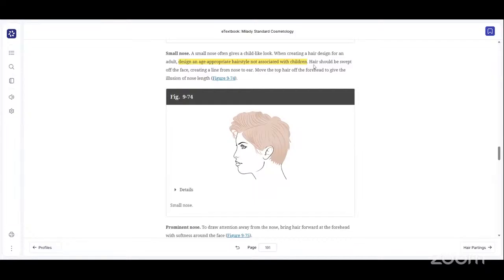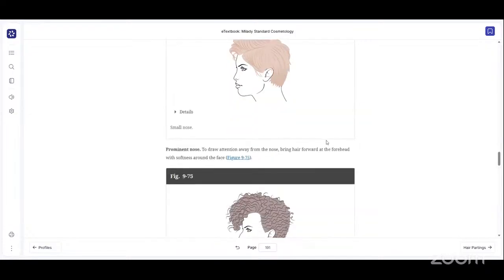All right. The hair should be swept off the face, creating a line from the nose to the ear. All right. So you want to pull back from the face. Move the top hair off the forehead to give the illusion of nose length. So pulling it up and back, okay, will make the nose look a little larger.